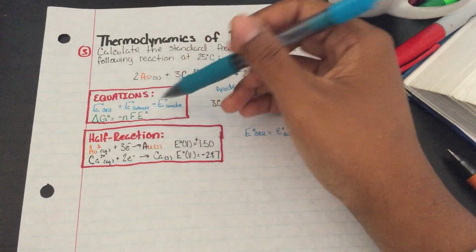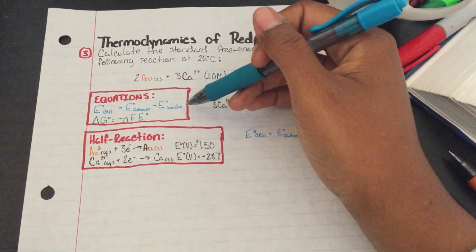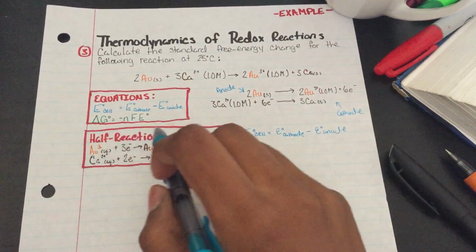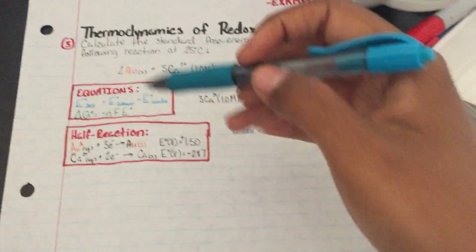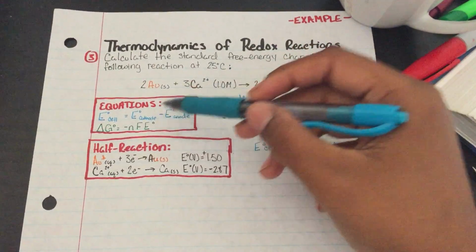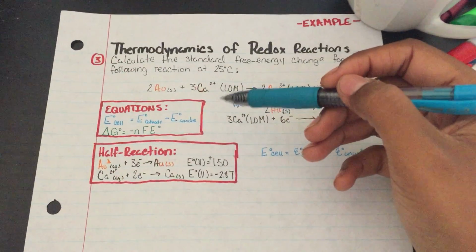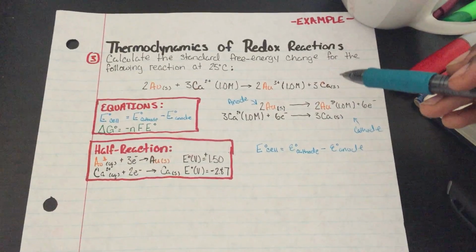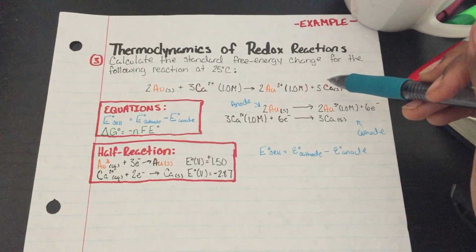find the standard EMF, which is given by this equation right here. And once we find the E cell, we can plug it into our standard free energy change equation. And also we have some half reactions we use to find the cathode and the anode for the standard EMF. So to save time, I've already written out the half reactions for this reaction right here.